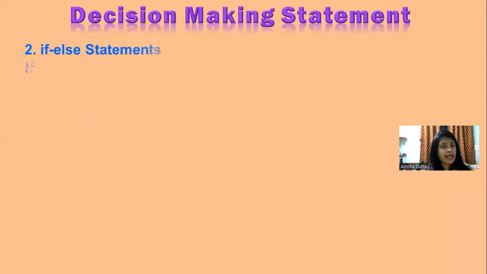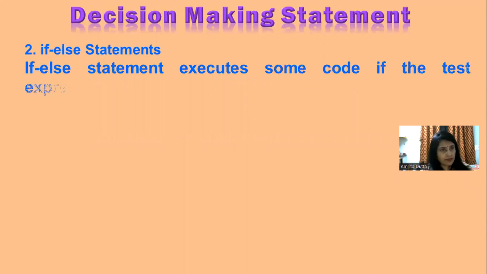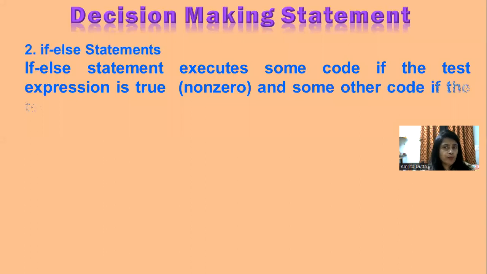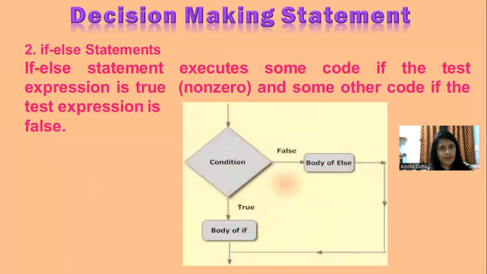Next we have the second variation of decision making statement, that is if else statements. If else statement executes some code if the test expression is true, and some other set of code if the test expression is false. Like we can see in the flow chart, if the condition is true, then body of if will be executed. If the condition is false, then body of else will be executed.